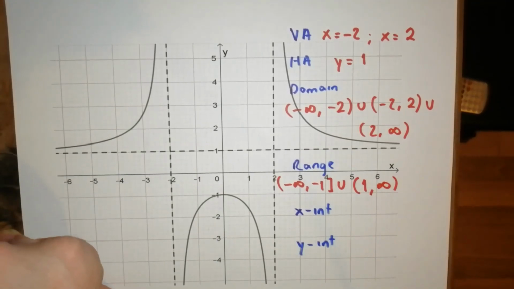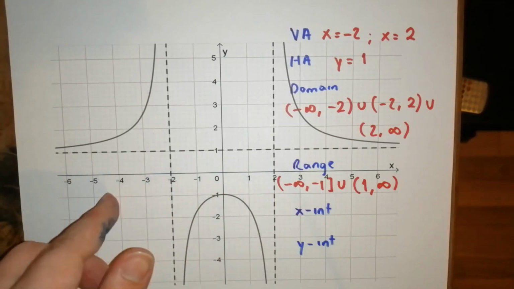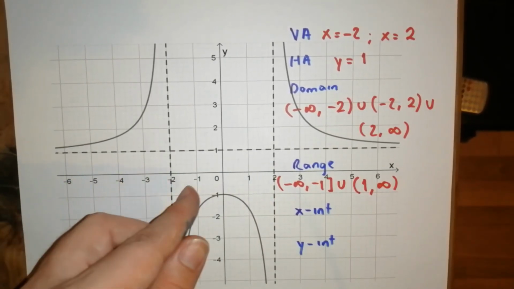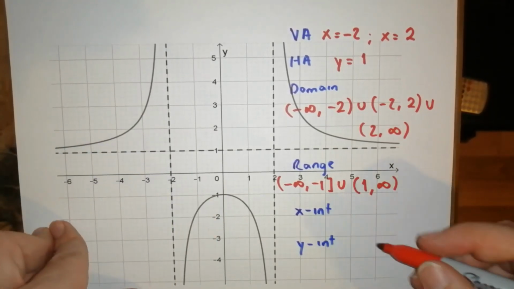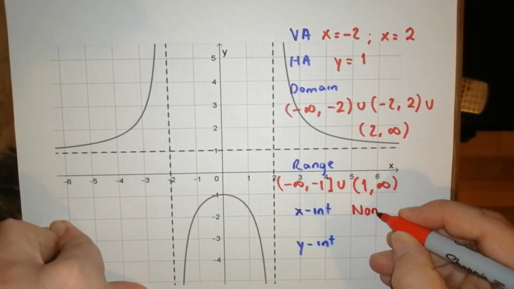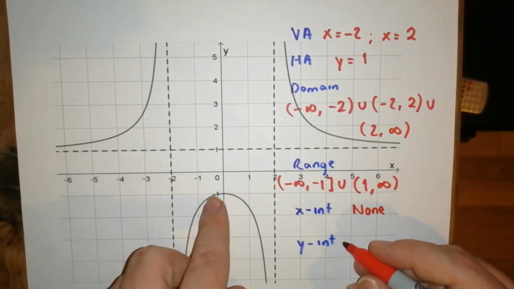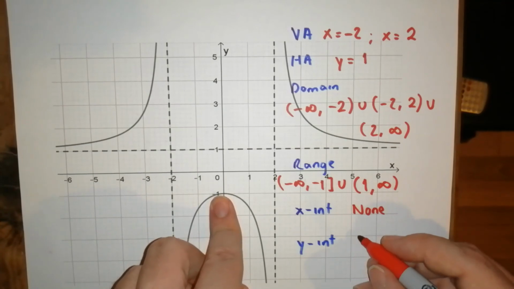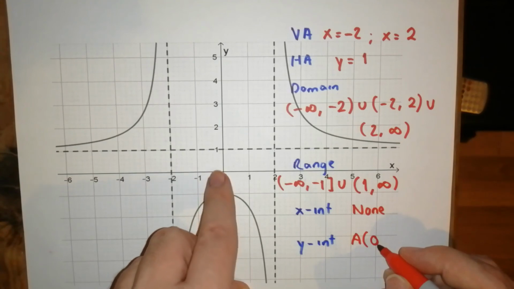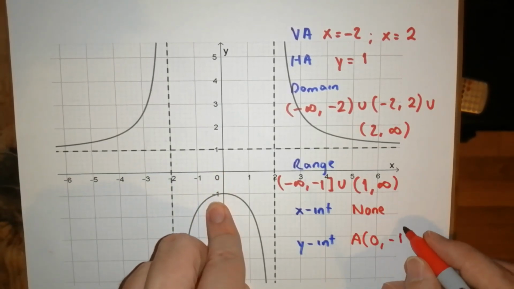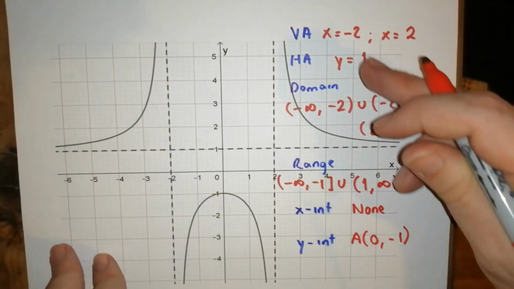X-intercept, remember that the x-intercepts, as we saw in class, are the intersections with the x-axis, and if you observe, there is no intersection, no crossing points in the x-axis, so we can just say none. And y-intercept, observe, there is one here, so you can put a letter, we're going to call it A, (0, -1), 0 in x, -1 in y. And that's it. There are no holes, so we have found everything.